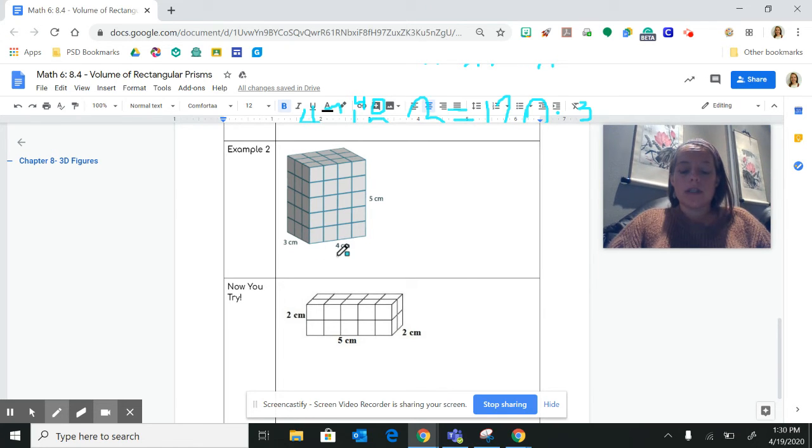Okay, so we have 3 centimeters times 4 centimeters times 5, so I'm going to multiply 5 times 3 times 4. Okay, so if it makes sense to you, you can do it this way. 5 times 3 is 15. And then we'll multiply 15 times 4, which would be 60.